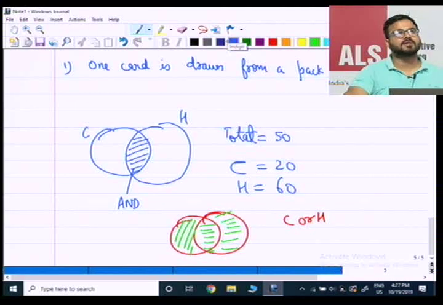Any doubt in this one? In the concept of AND and OR? Okay, so let's move ahead.